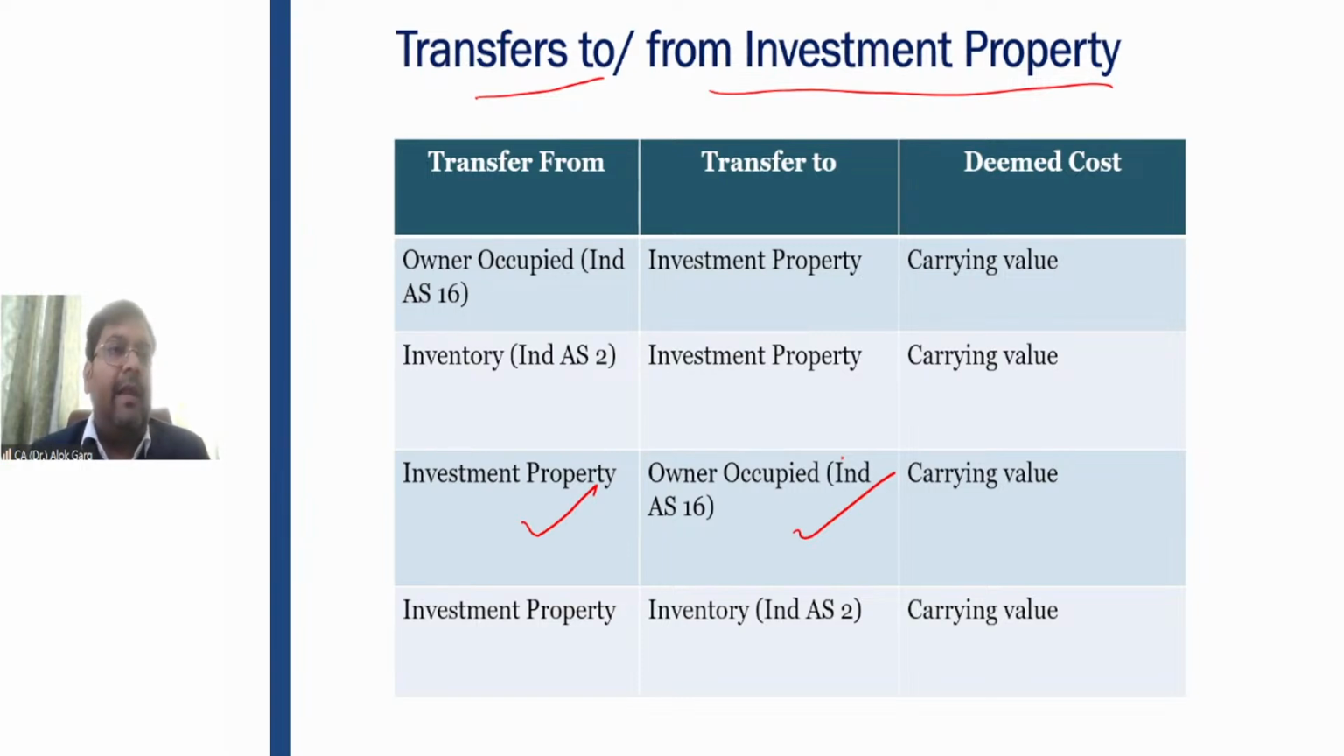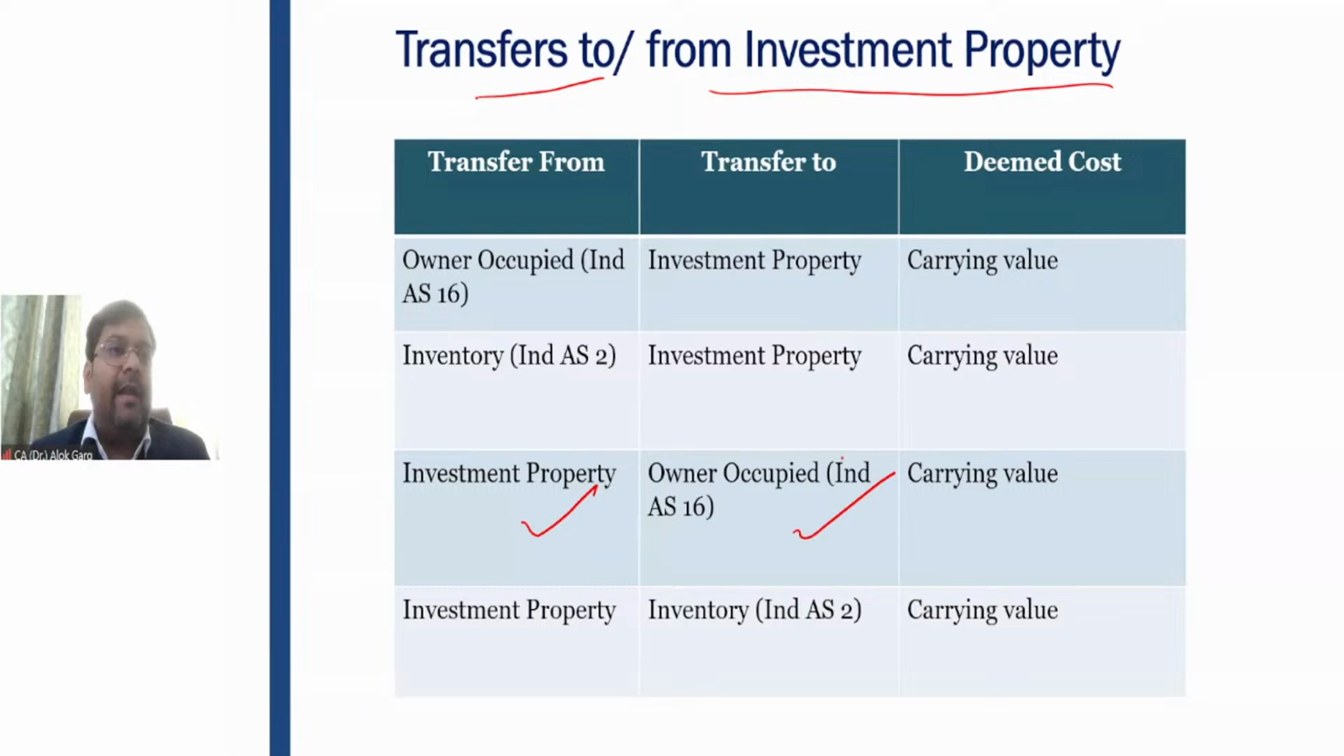And for the year, in the disclosure, a fair value.